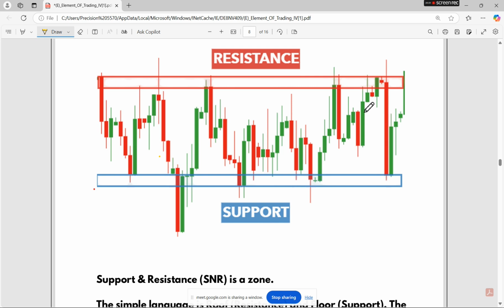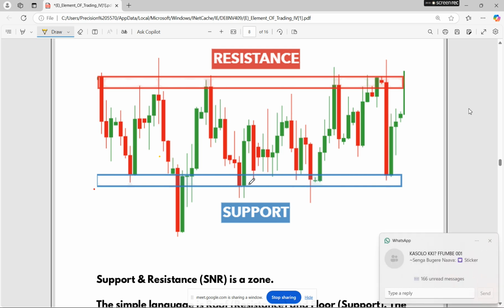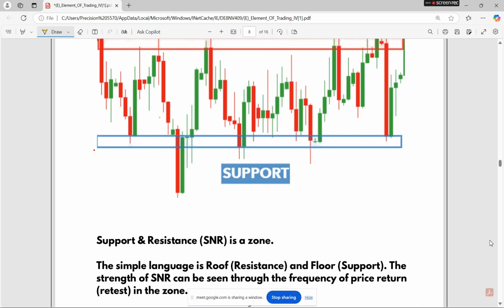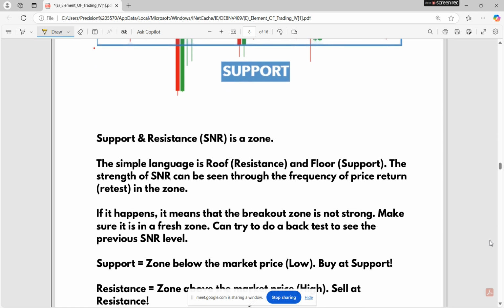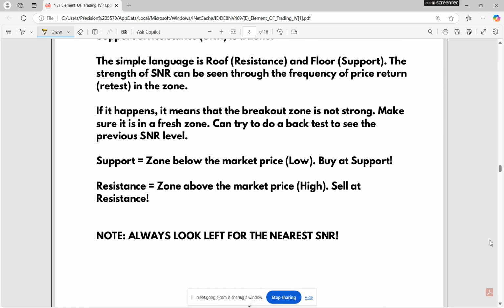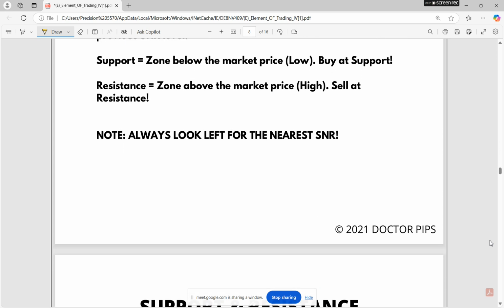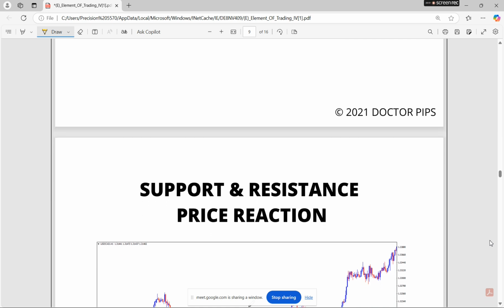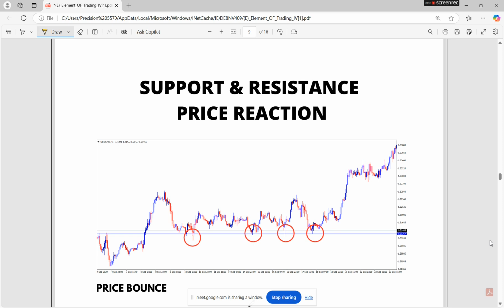That's how the market is. Resistance is an area of sellers, whereby sellers will always be there waiting, and then support, just like you see.